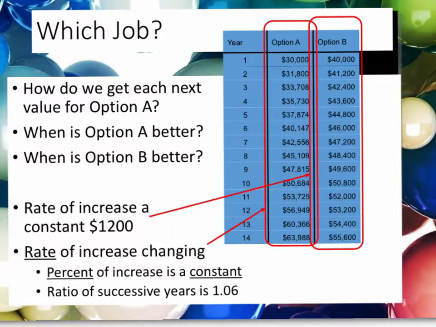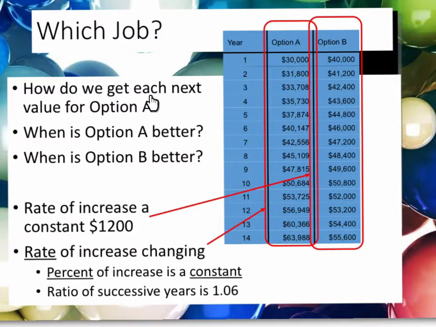So once again, let's look at option A and option B. Remember, option A is going to give you a percent increase each year, 6% increase each year. And then option B is going to give you $1,200 each year. So once again, which one is better?